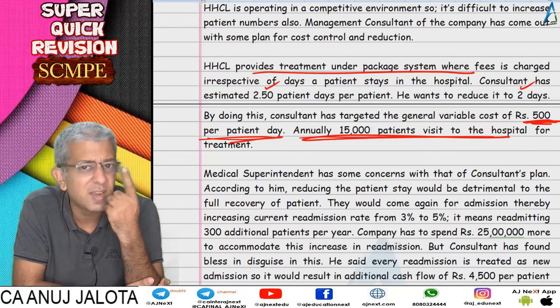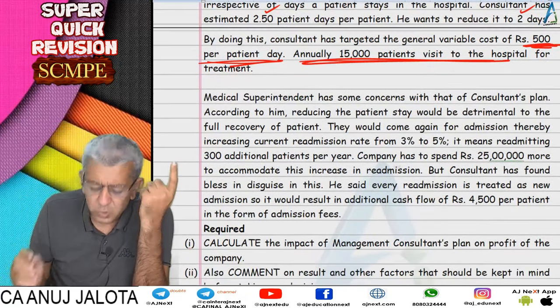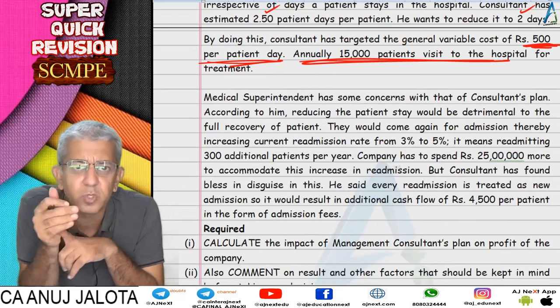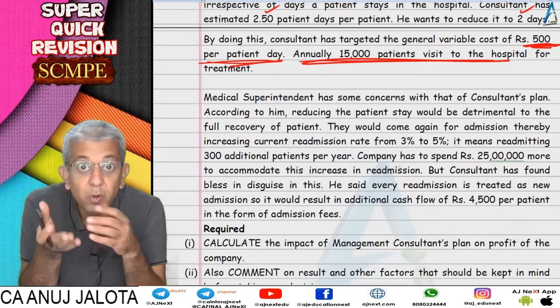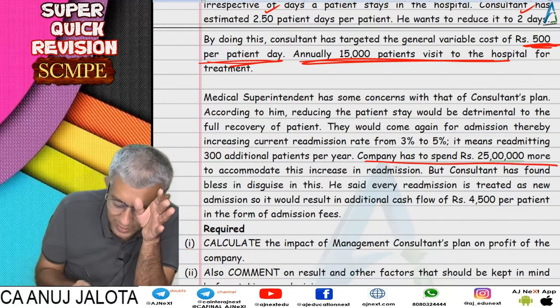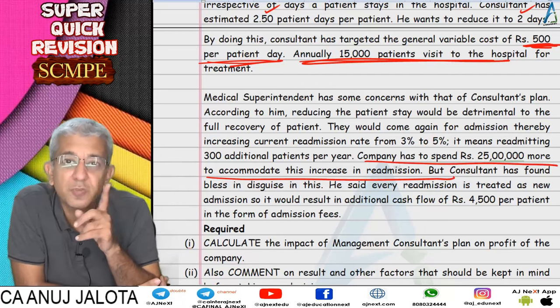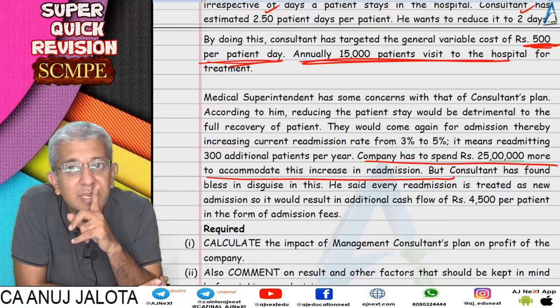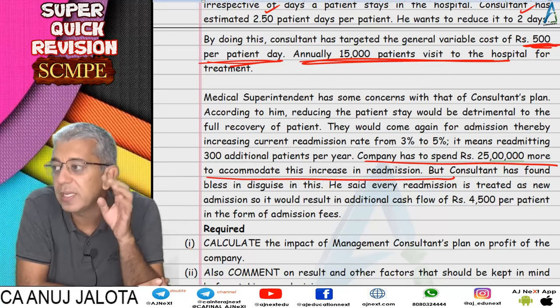So this is relevant revenue for us. Apart from that, they are thinking that if a patient is not okay, they will come back again, so the number of patients will increase a lot. For that, we had to incur 25 lakh rupees to accommodate these increases. So this will be another cost. We assume that this 25 lakh rupees will be incurred each and every year.